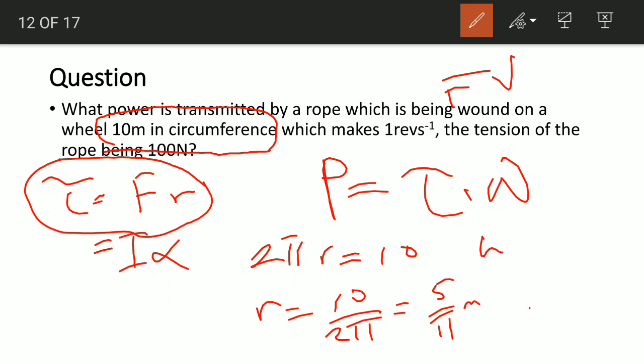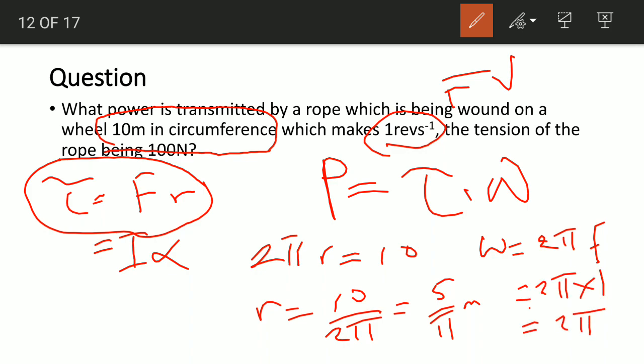Now, what of the angular velocity? The angular velocity was not given, but we are given the frequency, which is 1 revolution per second. And we know that angular velocity is 2 pi times frequency, which means 2 pi times 1, and that is equal to 2 pi. So your angular velocity is 2 pi radians per second.